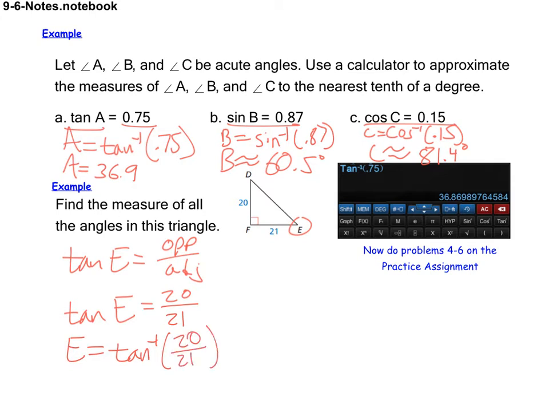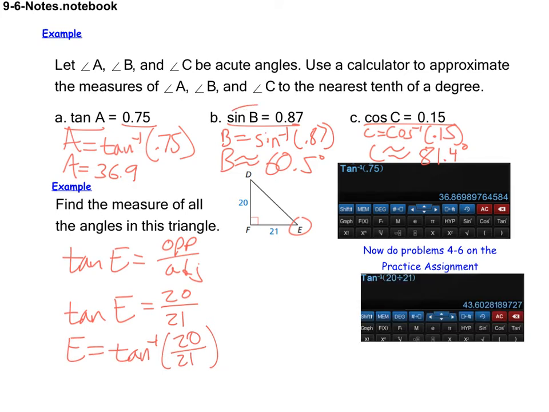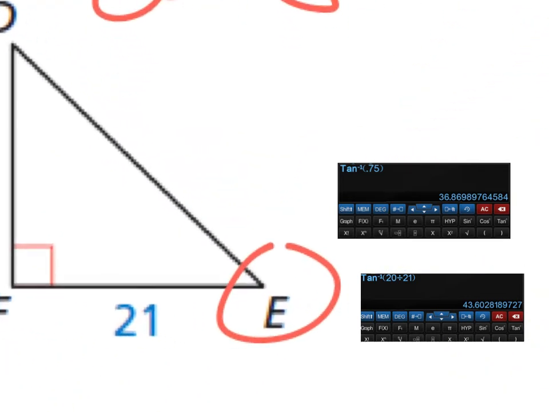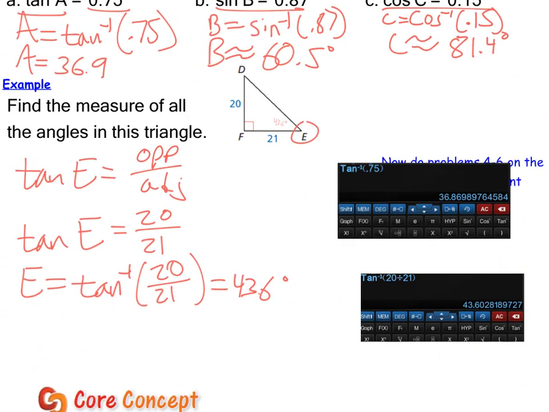And we go to our calculator and just type that in and see what we get. On our calculator, if we type shift and inverse tangent of 20 divided by 21, just to type the fraction in there, we get 43.6 degrees. So that's a 43.6 degree angle. So this angle right here is 43.6 degrees.